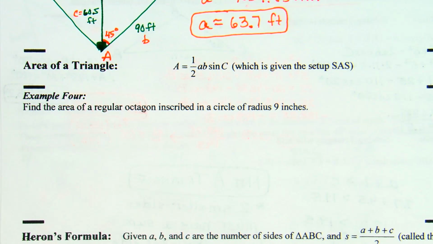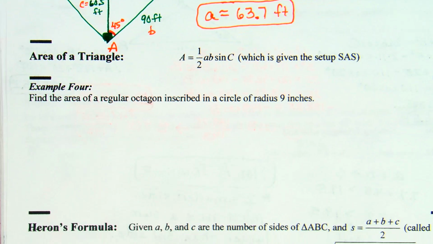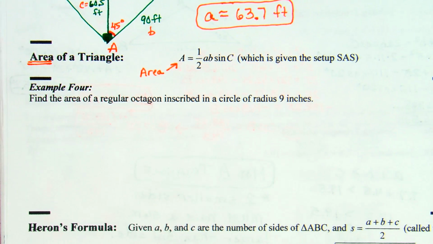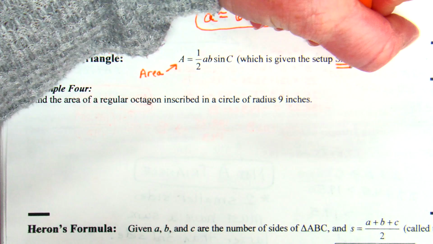We have 2 other small formulas we're throwing in at you today. Okay. First of all, this first formula is for area of a triangle. Let me point out that this capital A here is area. That is, area is equal to 1/2 times side A times side B times sine of angle C. And this works given a side angle side setup.